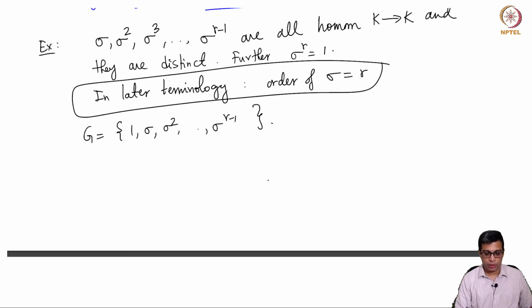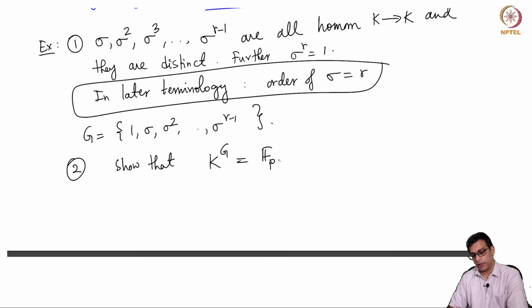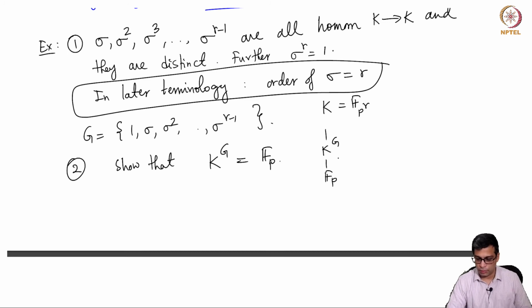So now the statement, this is also an exercise, so I wanted to record this in this video so that we understand the various types of examples we study, but these are all going to take time to prove. So exercise, this is one. Show that the second exercise is, k power G equals F power p. So one inclusion is clear. You have k, which is F_p power r, k^G and F_p. Okay, so this part is clear.